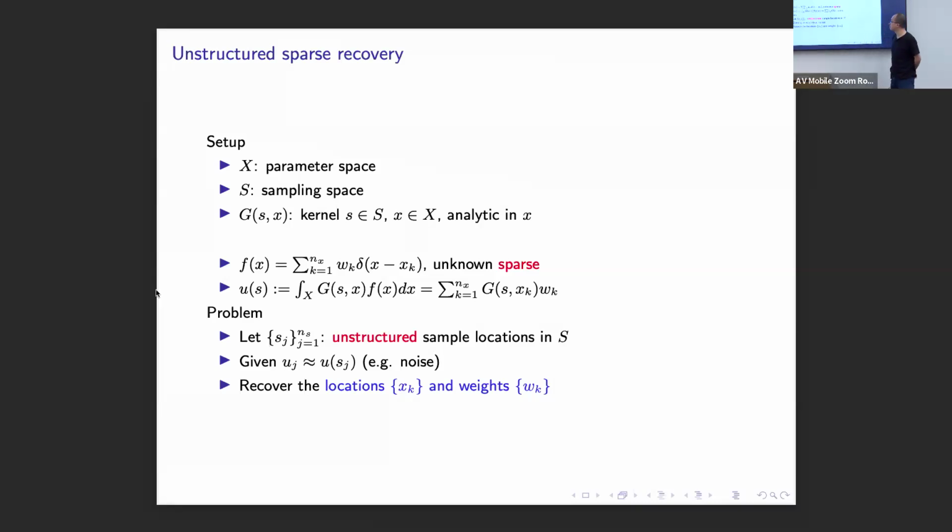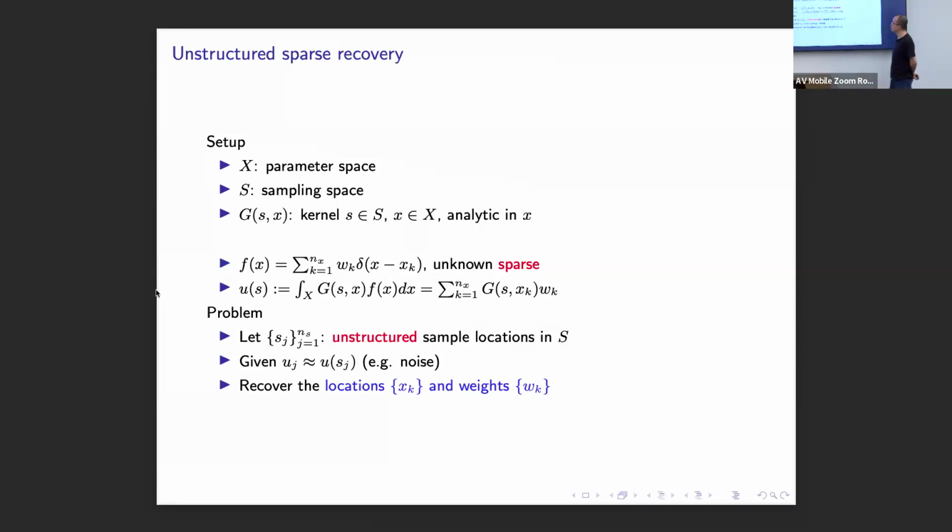We can only look at the signal information at a bunch of points, denoted by s_j, for j from 1 to N_s. More importantly, we will not make any prior assumptions on the locations of these s_j. We'll just assume them to be unstructured sample locations given to us, and we cannot do much about them. Now the problem is that we are given approximations u_j, which are approximately equal to the observation function u at the location s_j. In the ideal case, they would be equal, and you would just see the function u at s_j. But if you have noise, then it will be a noisy perturbation of u(s_j), and this is what we receive.